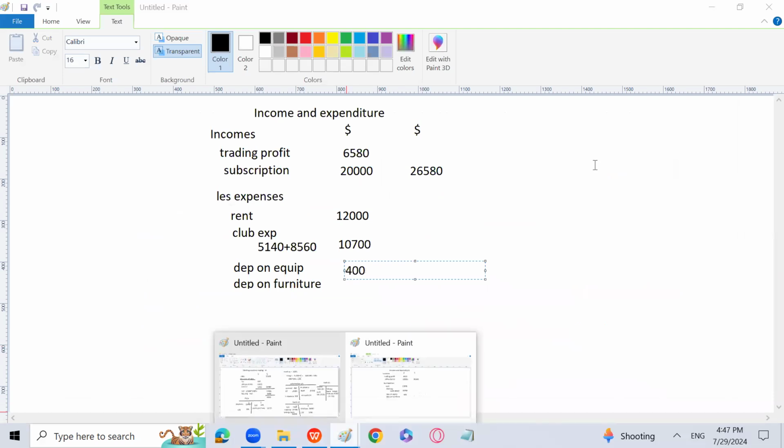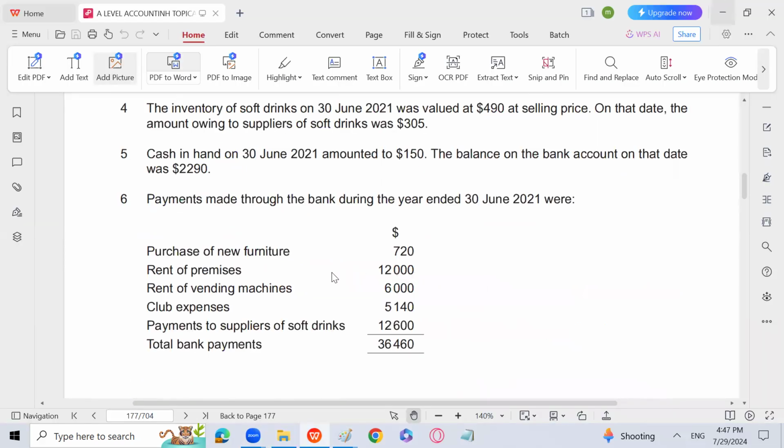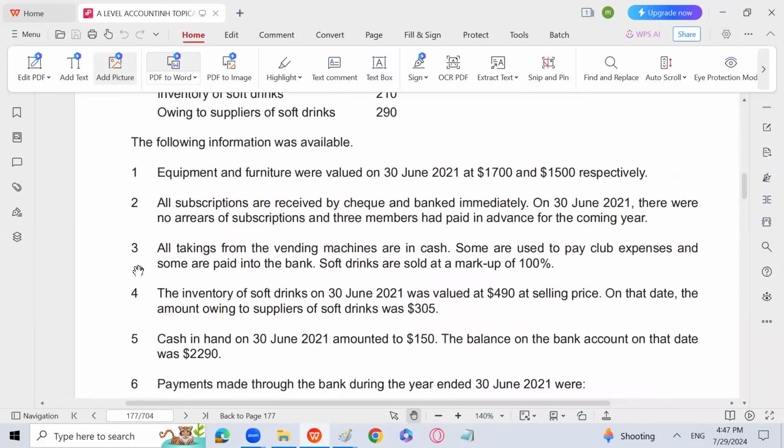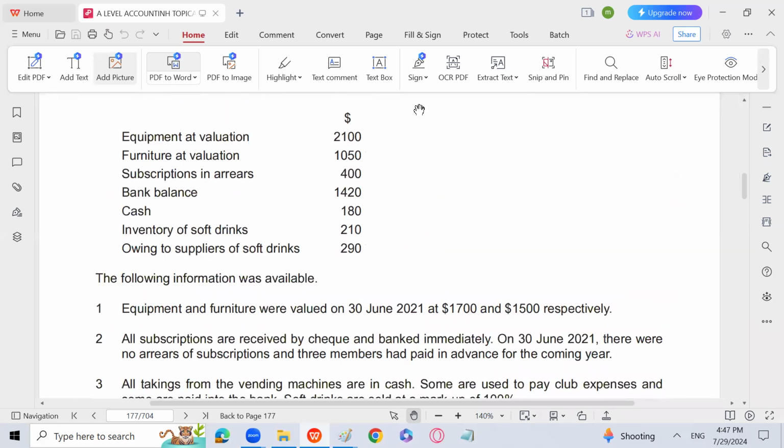But if you talk about the furniture, then there is going to be a little change because we have purchased furniture of 720. So how the depreciation will come? You can prepare the T account also, or you can go for the calculation also. 1050 plus 720, which we have purchased, minus disposal. If it would have been given, I would have subtracted the disposal net book value, but it is not given. So minus closing asset is 1500.